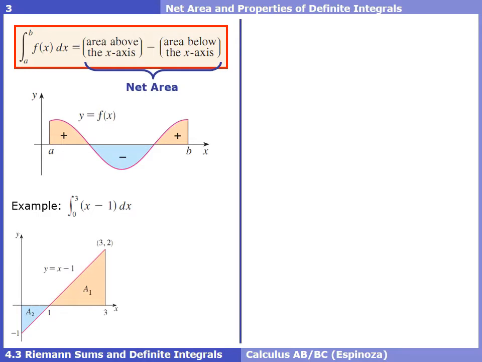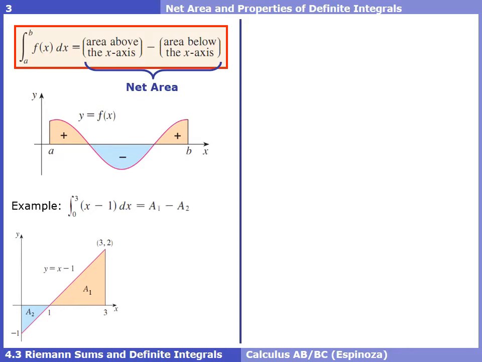If you graph the function x minus 1 from 0 to 3, you just end up with two triangles. You'll end up with a triangle from 0 to 1 below the x-axis, and a triangle from 1 to 3 above the x-axis. So we don't even need to know how to find antiderivatives from 4.1. We just need the concept that we learned here, that this definite integral represents the area from 0 to 3. And since we can find the area using simple geometry, we can go ahead and proceed.